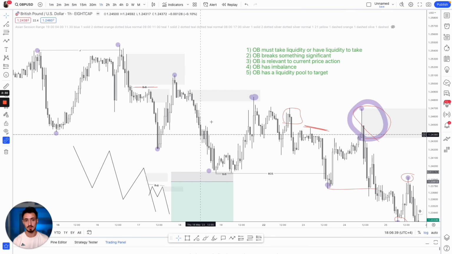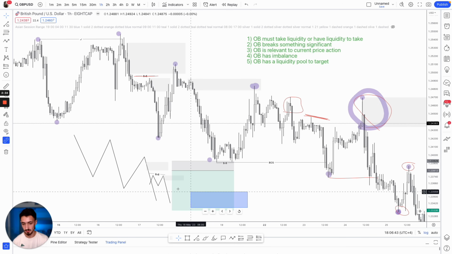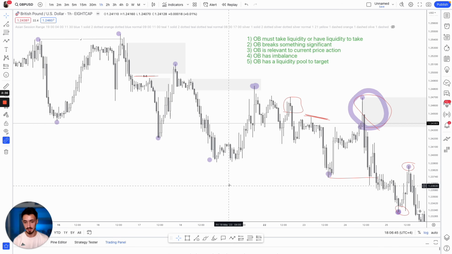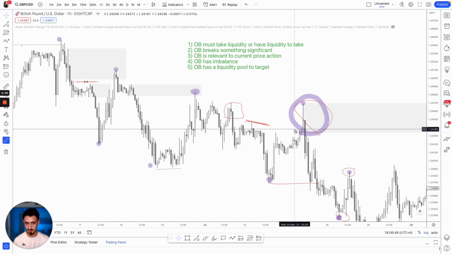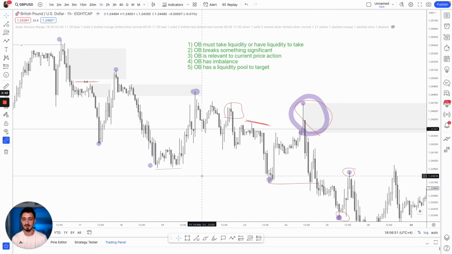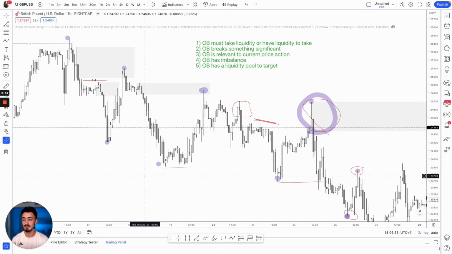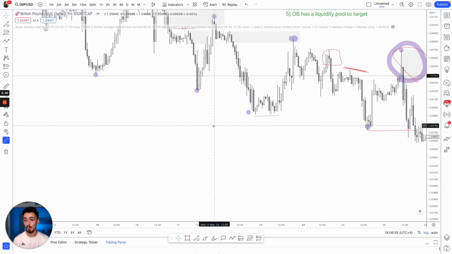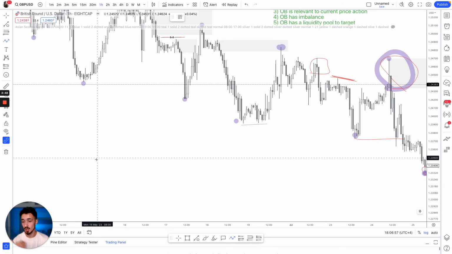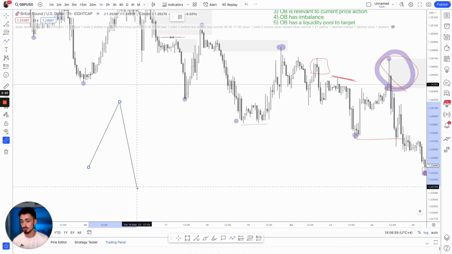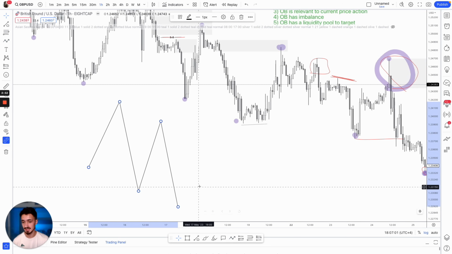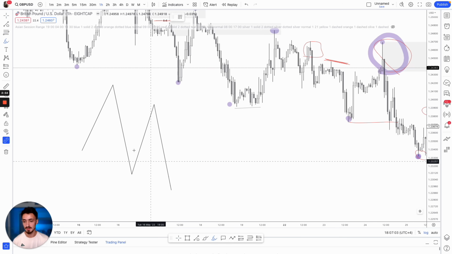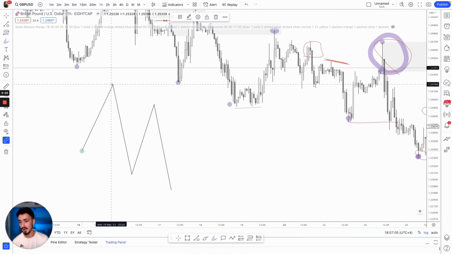Then we move into number 3, which is OB is relevant to current price action. We don't want to be making and taking order blocks like this one. They're just not relevant to current price action. That's why it has to be in the most recent price leg. At all times, price has a current price leg, a range, right? Our trading range. Let's say price makes a series of lower lows, lower highs. This is what happens. Price has a low and it has a high. That is your current price range.